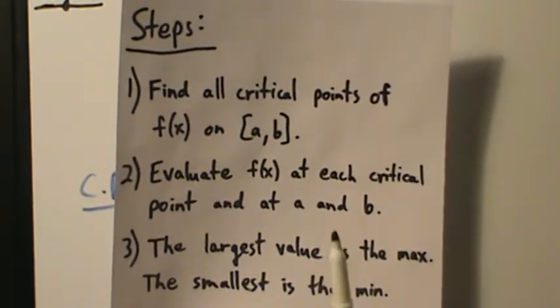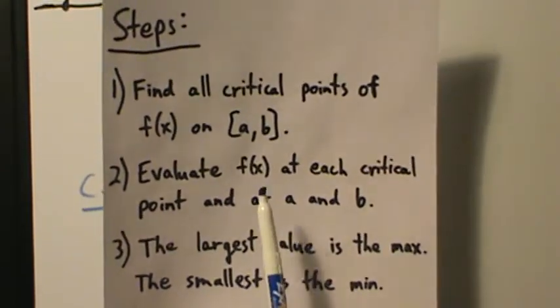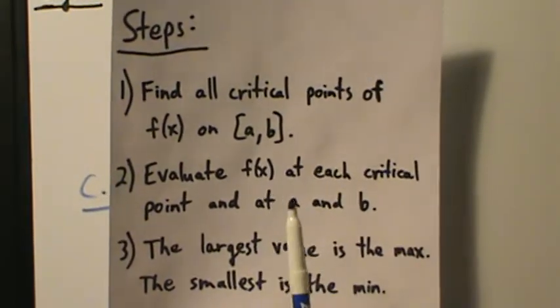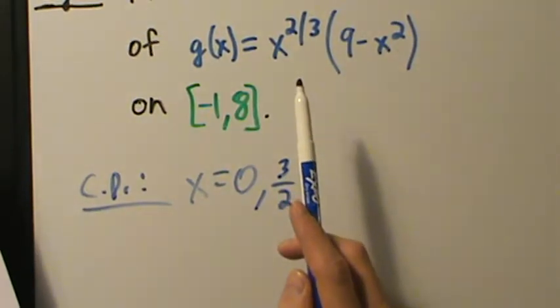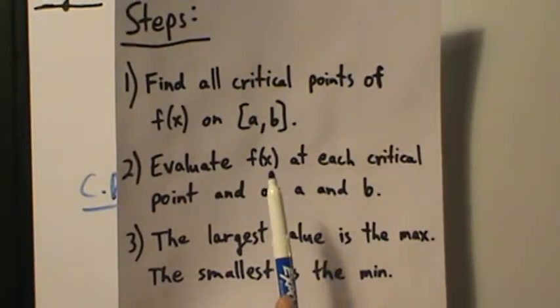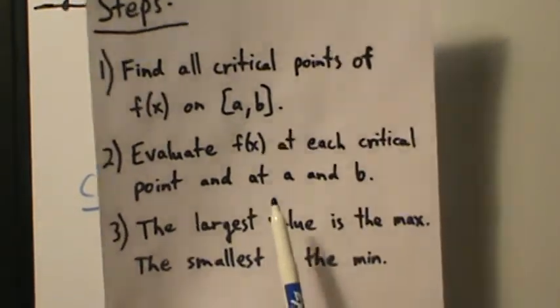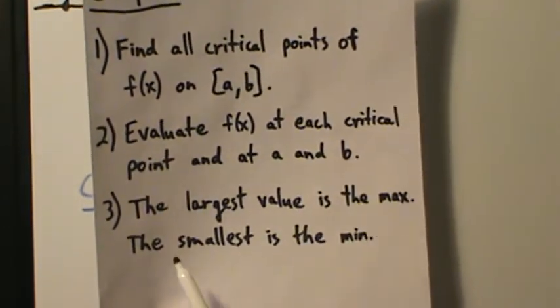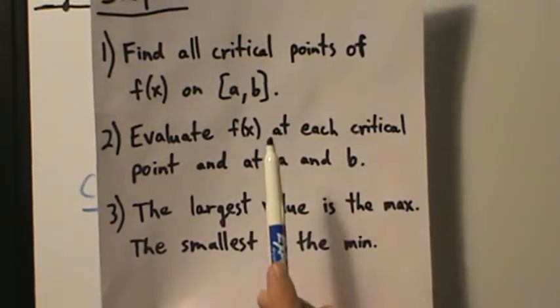and b. Why are we doing it with the function and not the derivative? Well, because we're finding mins and maxes of the function. We want to know the actual value of the function at each of these points. And then the largest value is going to be the max, and the smallest one is going to be the min. So that's why we use the function, not the derivative.